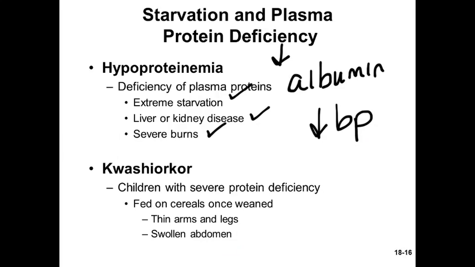Now, that would be a deficiency in plasma proteins from extreme starvation, but there's also kwashiorkor, which is a condition that you'll see in children with severe protein deficiency, and the characteristics you'll see are very, very thin arms and legs, but a very swollen abdomen. And this is a combination of ascites, or inflammation of the abdominal region, but very, very little muscular development, again because of a protein deficiency.